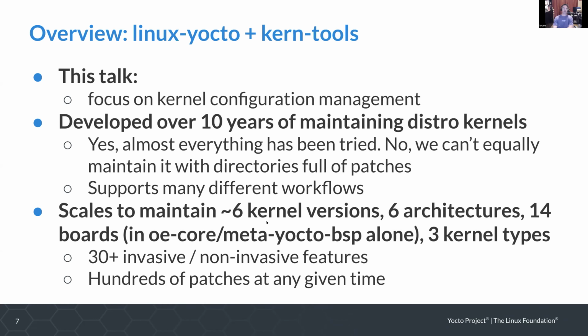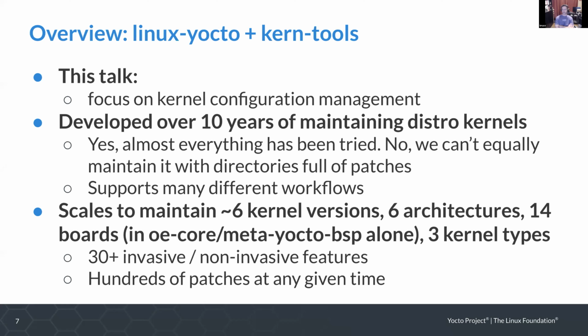So this talk, as I said, I'm going to focus on kernel configuration and management, not about the tools, not about linux-yocto, not about the branching. But the tools that we'll be using here, I did a talk last summit on it in a little bit more detail. It's all about scaling through the configuration and the management of 6+ kernel versions. There are actually more now because we're supporting some of the older LTS branches for longer, 6 architectures, 14 boards, right? And with bunches of different features.